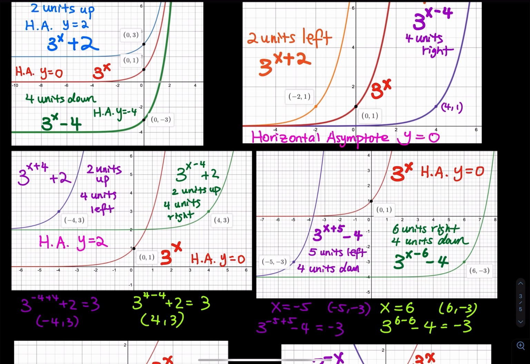All right, so moving on to the picture on the right, we have 3 to the x, still at the same place. Horizontal asymptote is y equals 0.